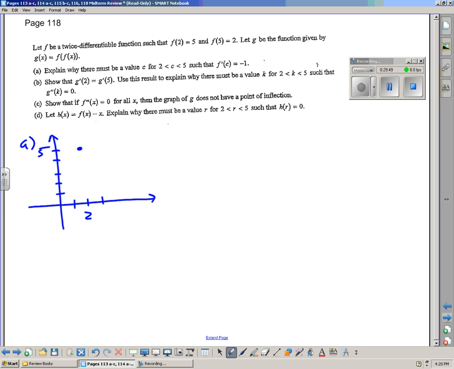Then they told us f of 5 was 1. F of 5 is 2. And we know the function's twice differentiable, so that means f prime, f double prime exist. So on a graph, what that means is f is nice and smooth. No corners, no cusps, no nothing. So maybe here's an example of f.